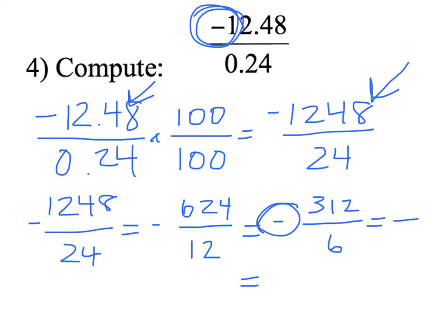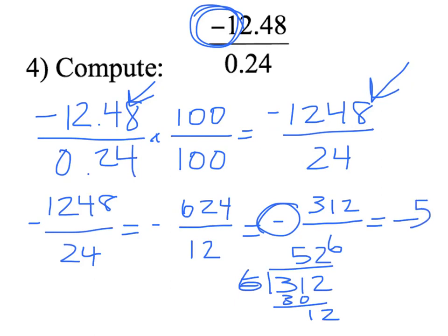So if I do my long division here, if I do my 6 outside and my 312 inside, 6 goes into 31 5 times. It leaves me a remainder. I'm running out of room. 1, 6 goes into 12 2 times, so that I do get a final answer of negative 52. Please make sure you take a second and make sure that in the original problem you check the sign.